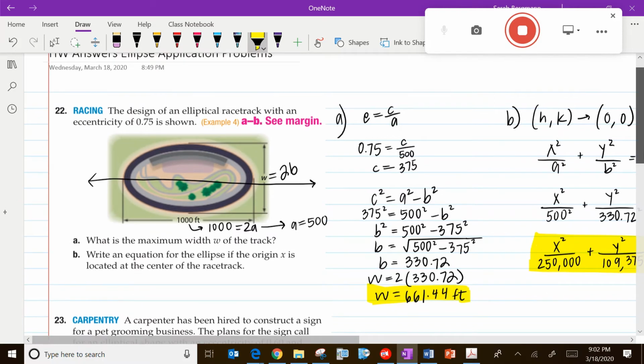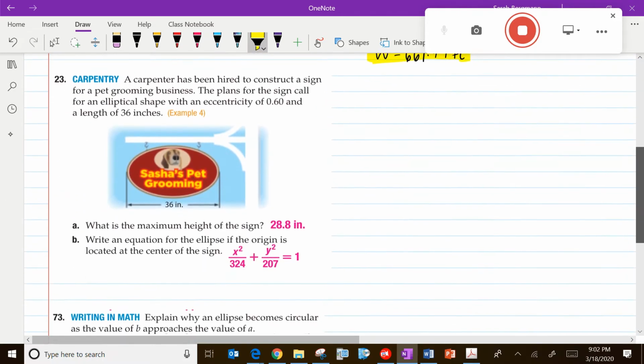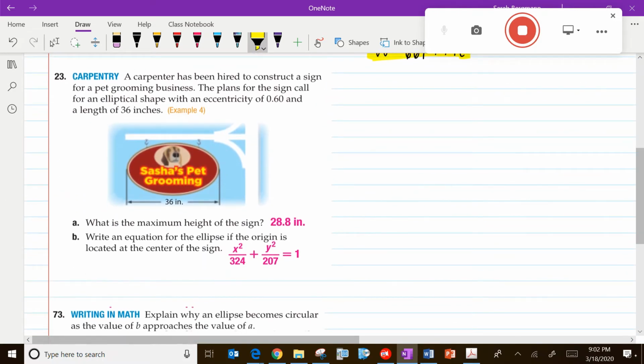Okay, let's go to number 23. Here are the answers for number 23. If you got these, you can go ahead and skip ahead to number 73. If not, pay attention so you can learn how to do it.